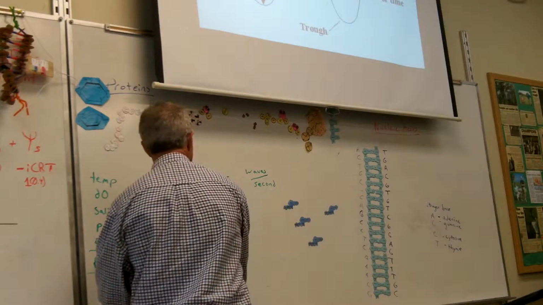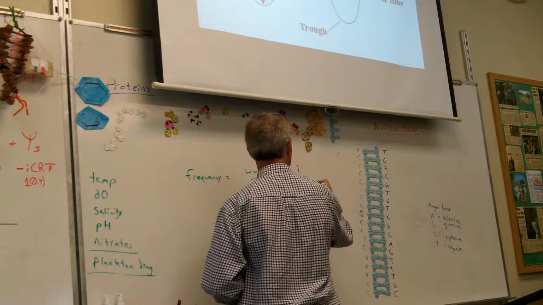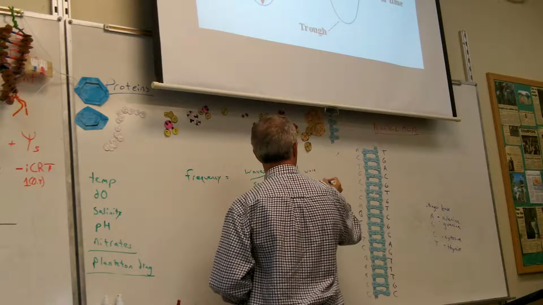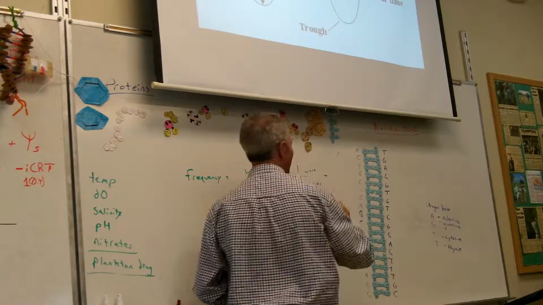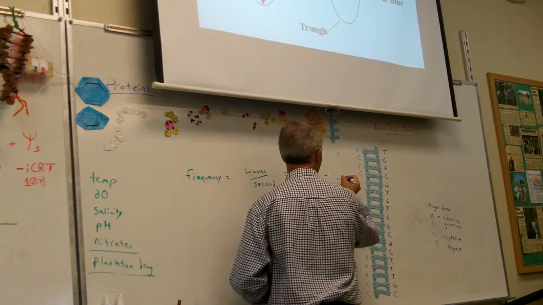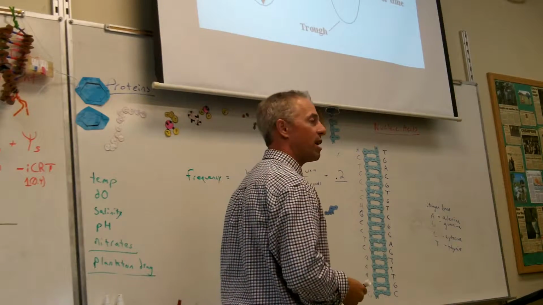So if it's one wave per 5 seconds, that's 1/5, which in science, don't leave stuff in fractions. What's 1 divided by 5? You should know that in your head. 0.2. 0.2 waves per second.